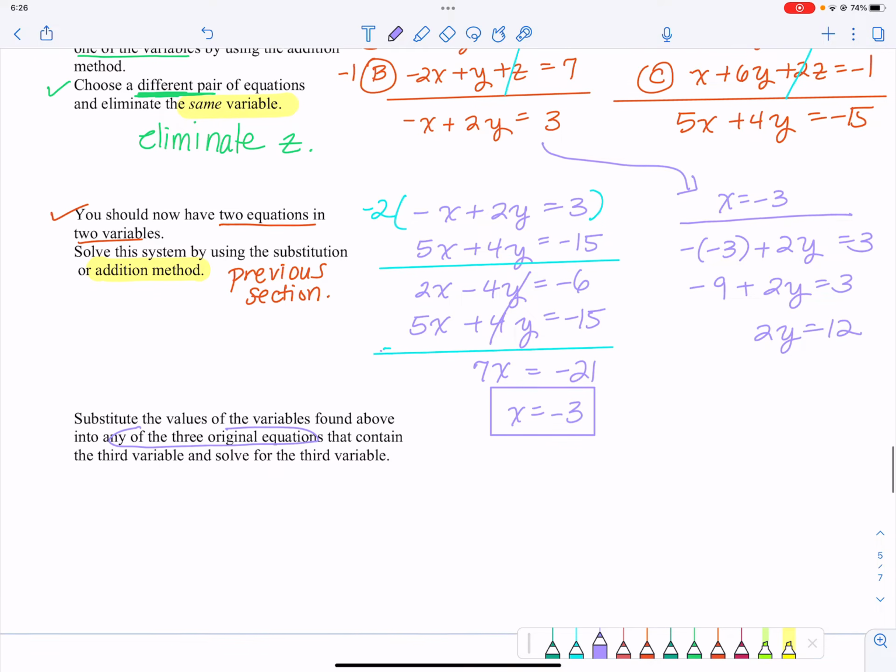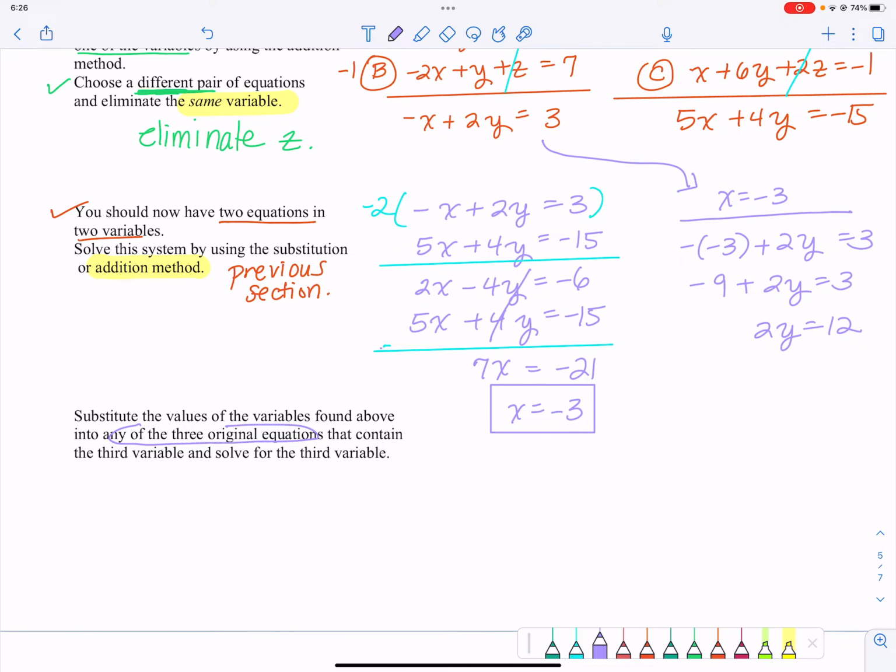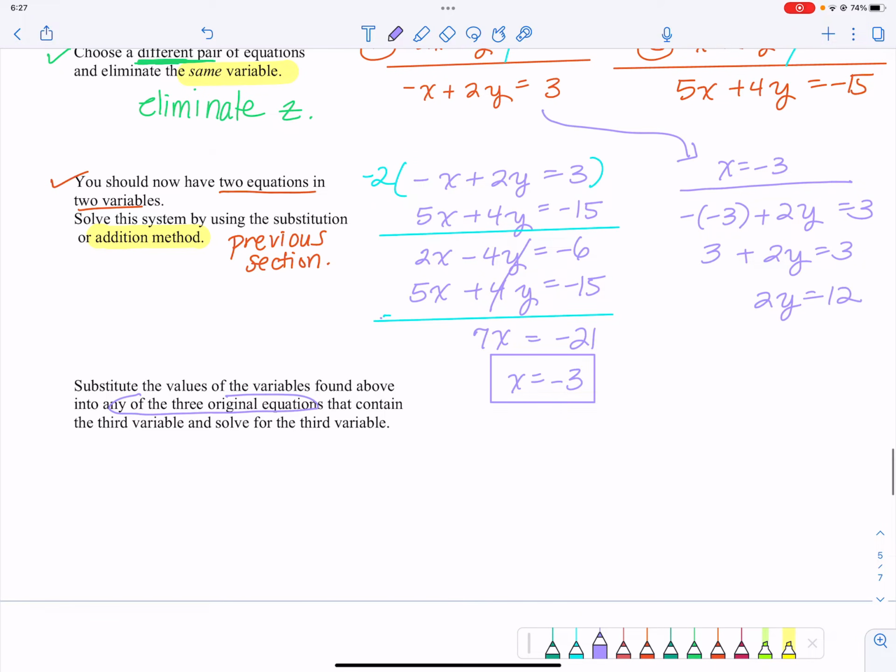And we come up with y. I did a really bad job here. This should be a positive 9, a positive 3. Goodness. And then, as you can see, if we subtract 3 from both sides, we get 2y equal to 0 and y equal to 0.